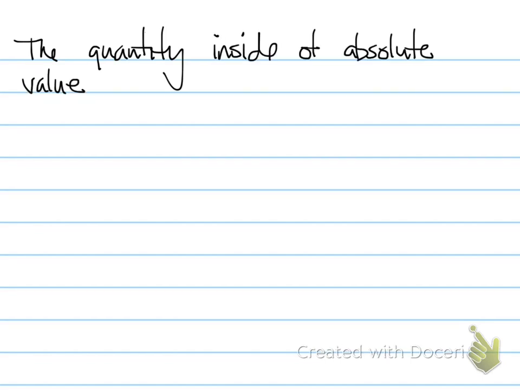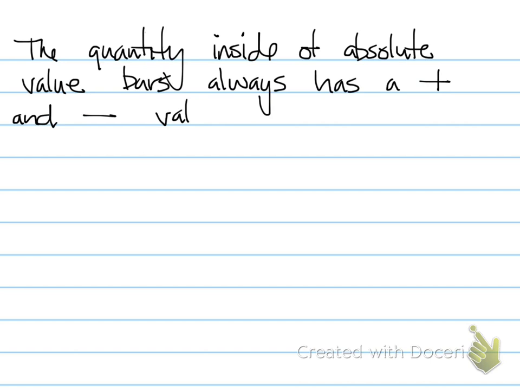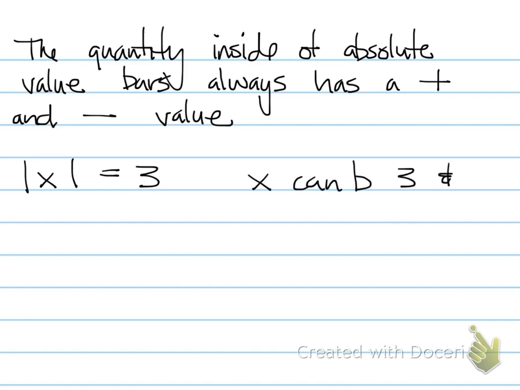All right, the quantity inside the absolute value bars always has a positive and a negative value. Now the result is always going to be positive since it's a distance, but whenever you see those absolute value bars, there's a value inside of them that is both positive and negative. So if we have the absolute value of x equals 3, we're looking for two numbers that are 3 units away from zero. Those two numbers would be negative 3 and positive 3. Both of those numbers are 3 units from zero.